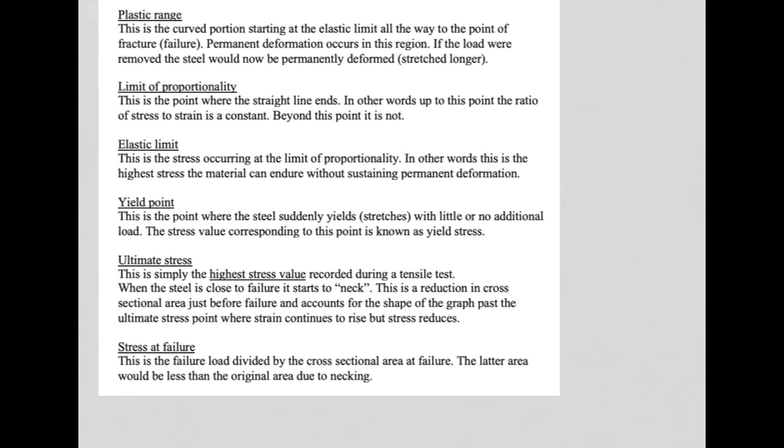Okay, one more for this page. The stress at failure. You saw the component fail in that little video, and at that point of failure, this is the failure load divided by the cross-sectional area at failure. The latter area would be less than the original area due to necking. Okay, so what that means in simple terms is, when the component failed, what was the stress at that instant? How would you find it? Well, you'd need to know the load at failure and the cross-sectional area at failure. Remember that that cross-sectional area is reduced from the original area.